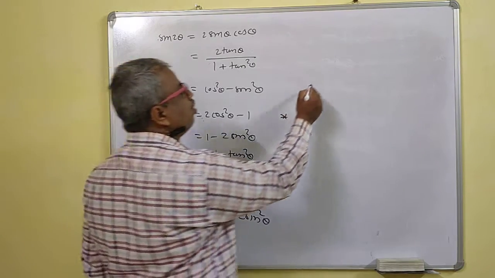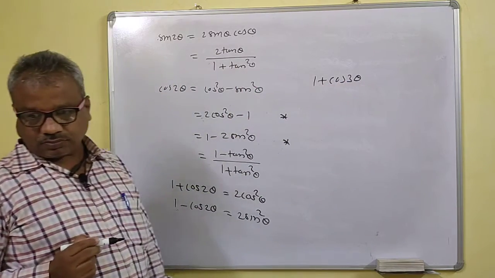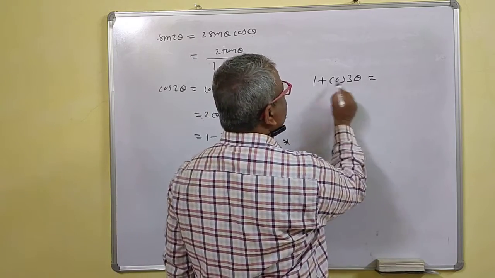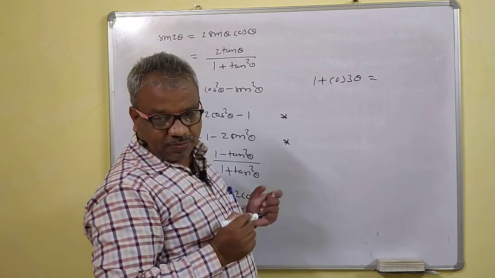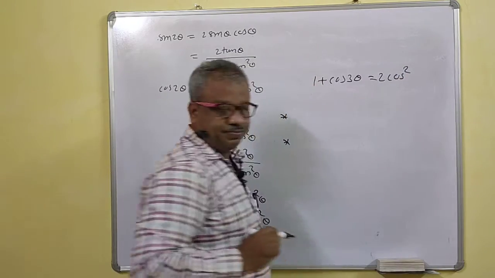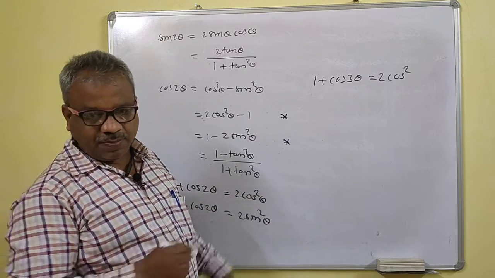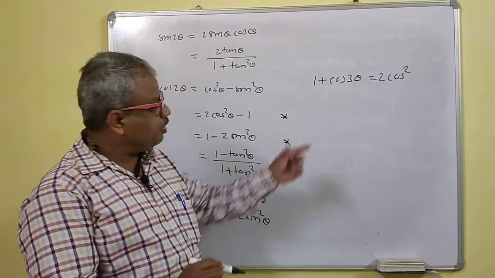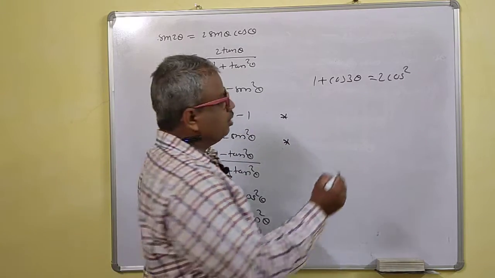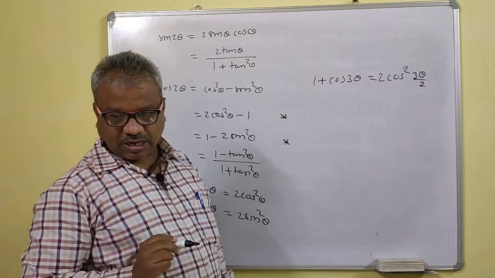Suppose we have the expression 1 plus cos 3 theta. How can we write this? We have 1 plus cos, so we write 2 cos square, and take the half of the angle. If it is divisible by 2, divide it; if it is 4 theta, write 2 theta. If it is not divisible by 2, write half as it is. So this is 2 cos square of 3 theta by 2.